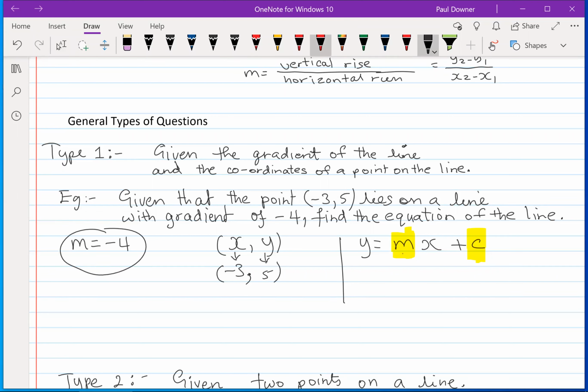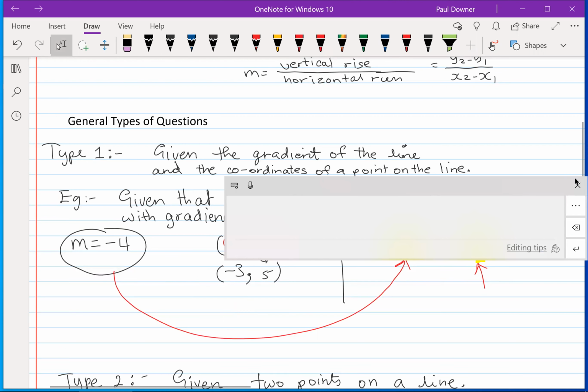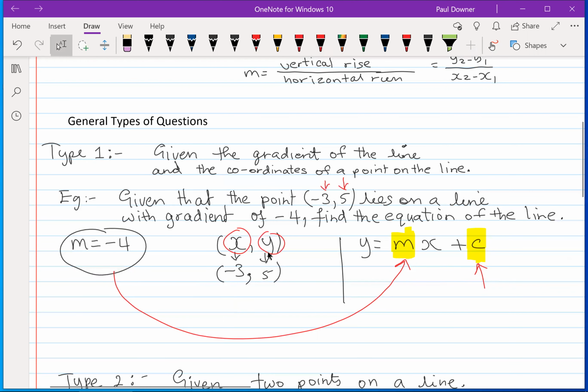And this value here that we get, we're going to put it into the equation of the straight line, y equals mx plus c. So we always need to get this value, and we always also need to get the c value here. We are given an x and a y value already. Look at them here. We were given x as -3 and y as 5. So we're going to substitute those two values into y equals mx plus c: x as -3 and y as 5.